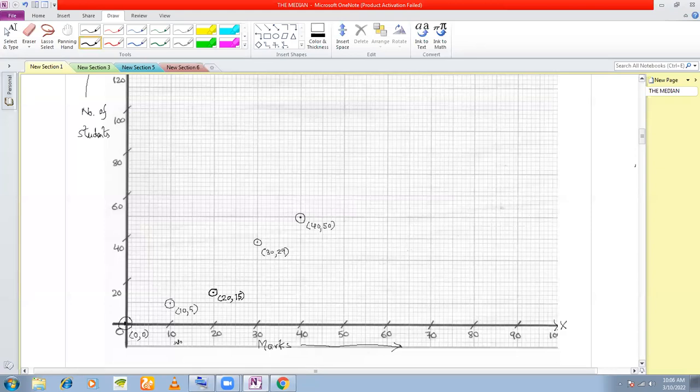Okay, and then you have 30, 29. 30, 29 also I have plotted wrongly. 30 and then you have 20. 29 should be somewhere over here. Right, so 30, 29. And 40, 50. 40, 50 is okay.